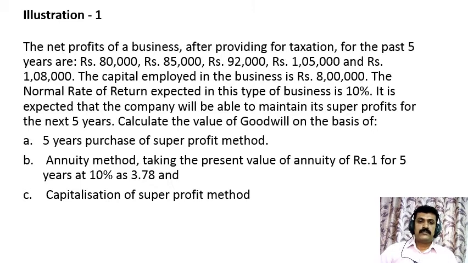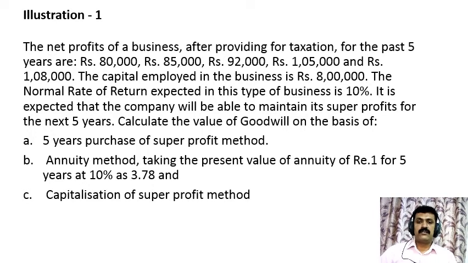In this illustration, the net profits of a business after providing for taxation for the past 5 years are 80,000, 85,000, 92,000, 1,05,000 and 1,08,000. The capital employed in the business is rupees 8 lakhs. The normal rate of return expected in this type of business is 10%. It is expected that the company will be able to maintain its super profits for the next 5 years. Calculate the value of goodwill on the basis of 5 years purchase of super profits method, annuity method taking the present value of annuity of rupee 1 for 5 years at 10% as 3.78 and capitalization of super profit method.